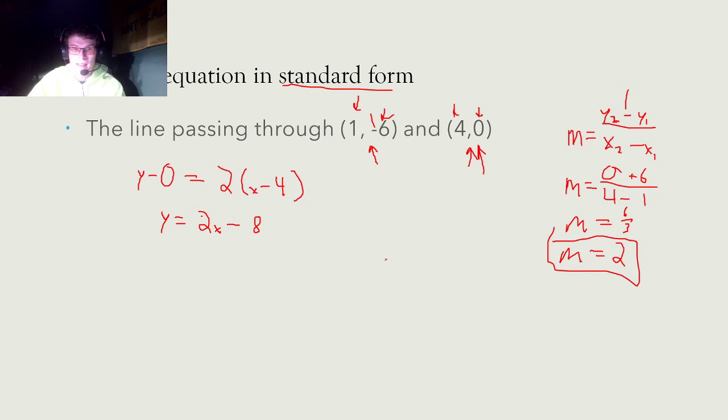But remember, we're writing in standard form. What's standard form? ax plus by equals c. And a, b, and c are all going to be constants, okay? So that means we're going to have to take negative 2x over to the other side. And to do that, we subtract 2x from both sides. Negative 2x plus y equals negative 8.